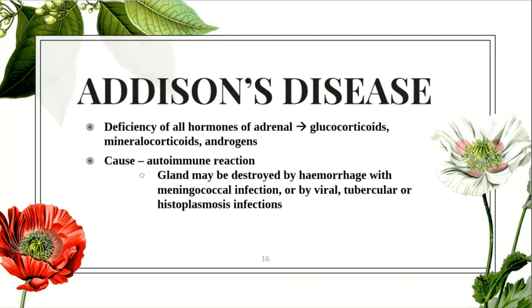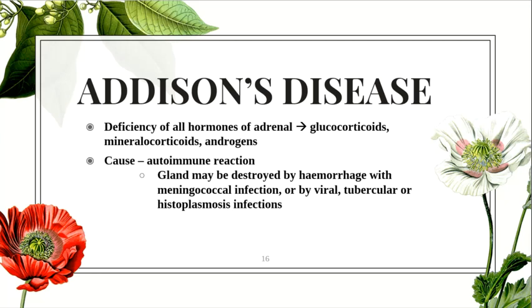The next disorder that we are going to discuss is Addison's disease. So what happens in Addison's disease is there will be a deficiency of all the hormones of the adrenal gland. Okay, the glucocorticoids, the mineralocorticoids, the androgens, all three layers, all of the cortex, everything has stopped functioning and all the hormones have stopped secreting. So the disease is called Addison's disease.